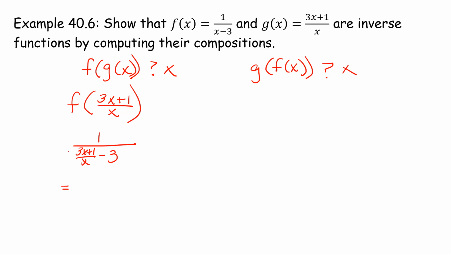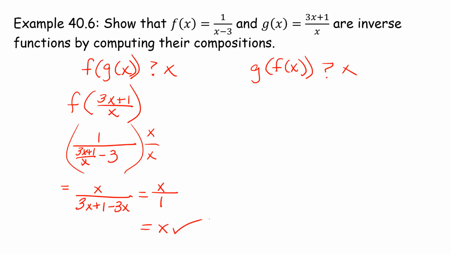And that is, if we multiply this whole fraction by x over x, that'll get rid of that little fraction. So the numerator will be x, and the denominator will be 3x plus 1 minus 3x. So that is x over 1, which is x. That works. All right, g of f of x is going to be g of 1/x minus 3.